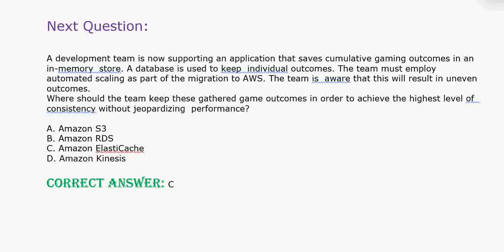Option number A, Amazon S3. Option number B, Amazon RDS. Option number C, Amazon ElastiCache. Option number D, Amazon Kinesis. The correct answer is C.